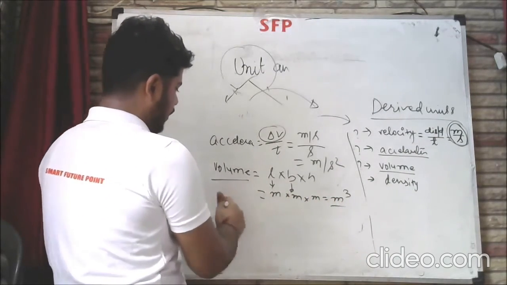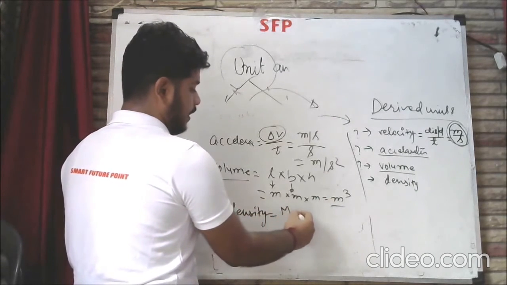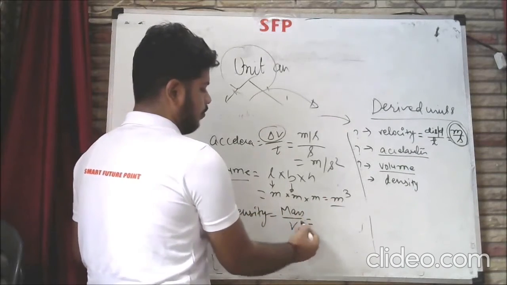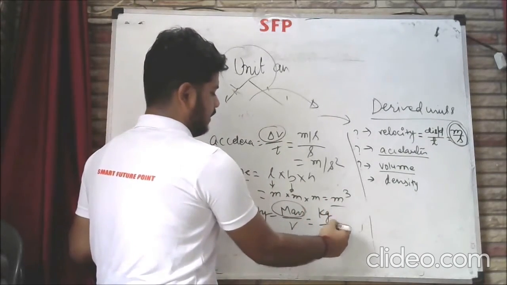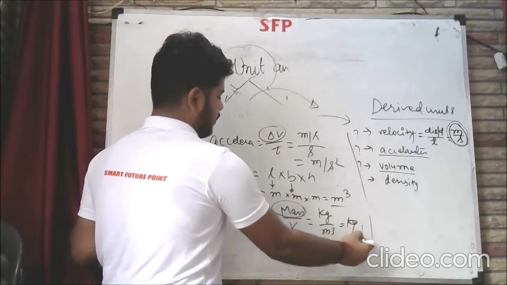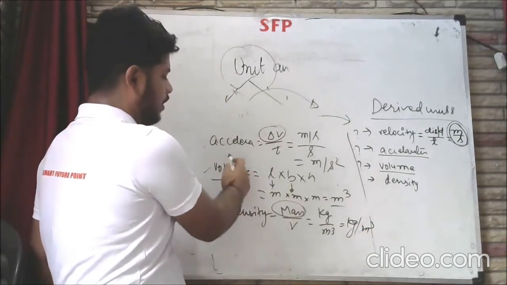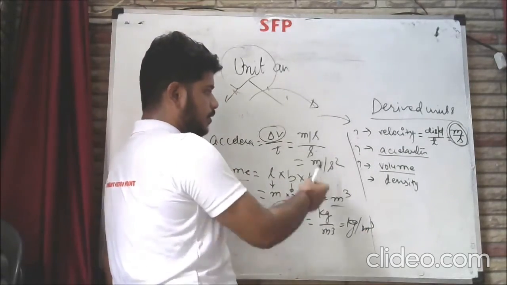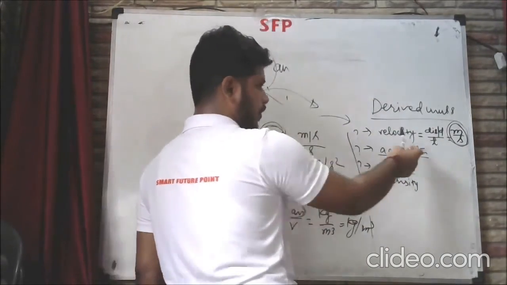If we talk about density, density is defined as mass upon volume. Mass is measured in kg, as we have seen in fundamental quantities, and the unit of volume is meter cube. So this is kg per meter cube. No need to remember all the units. You just need to know the formula, and you can find them.